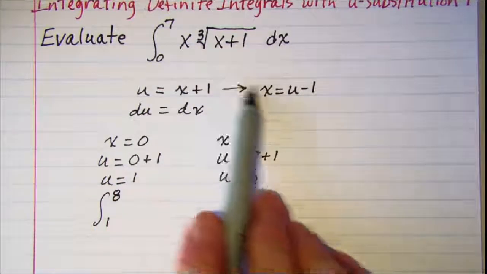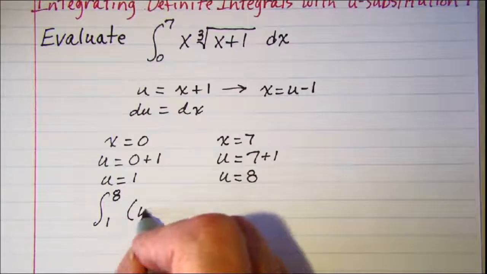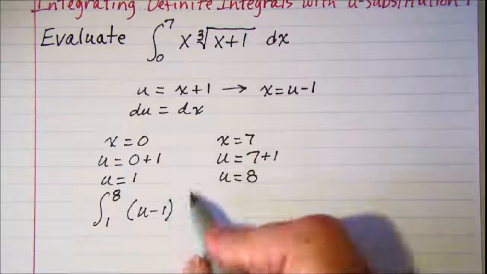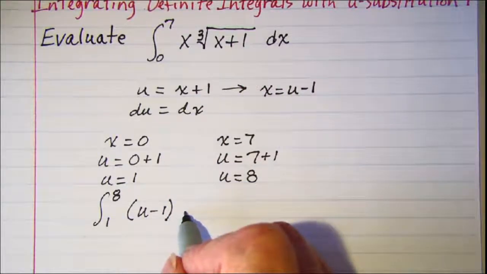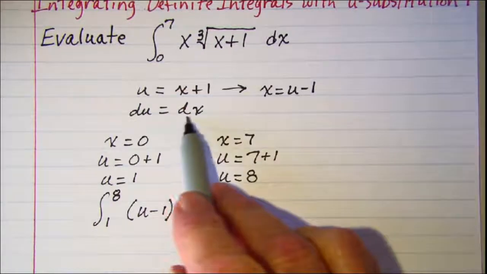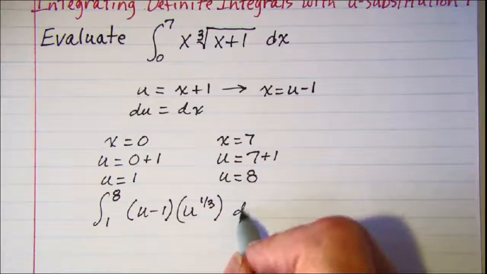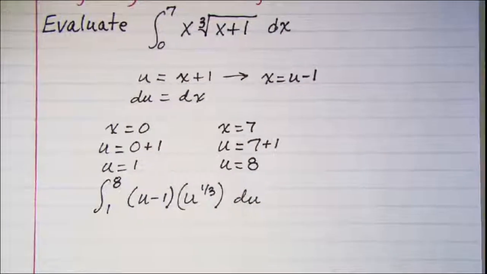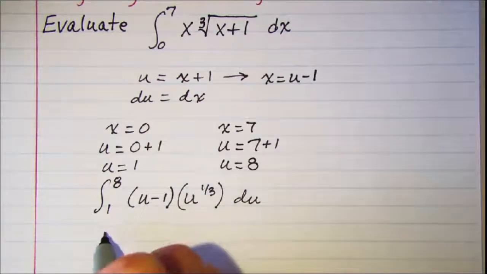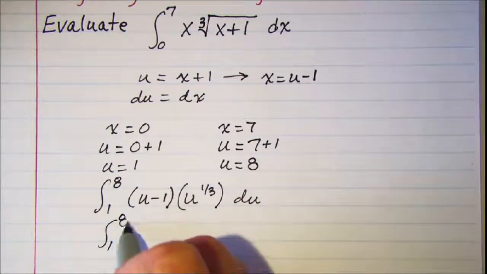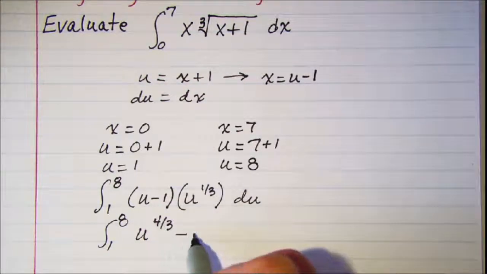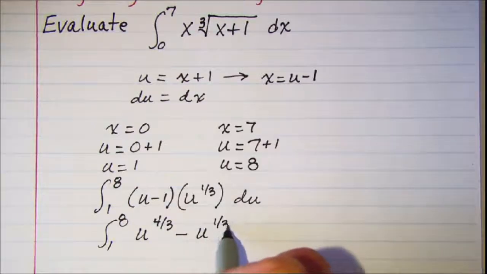of x, which is u minus 1, times the cube root of u, and I'm going to write that as u to the 1/3, and then dx is du. Let's distribute this u to the 1/3 through the binomial, so I'm integrating from 1 to 8 of u to the 4/3 minus u to the 1/3 du.